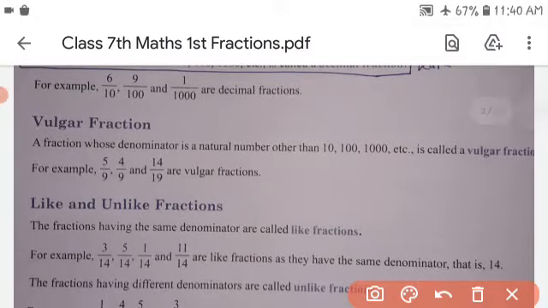Vulgar fraction. A fraction whose denominator is a natural number other than 10, 100, 1000 etc. is called a vulgar fraction. For example, 5 by 9, 4 by 9 and 14 by 19 are vulgar fractions.